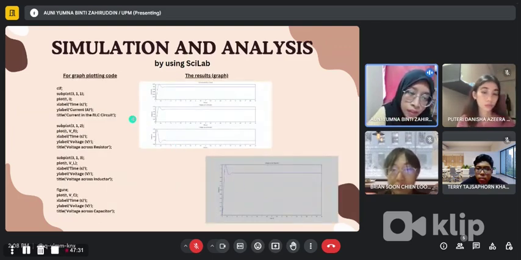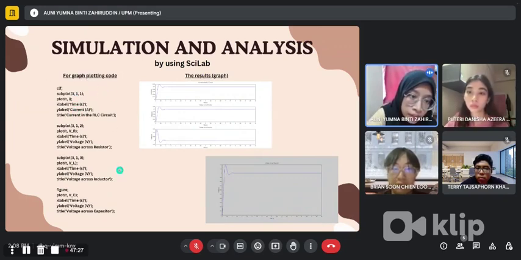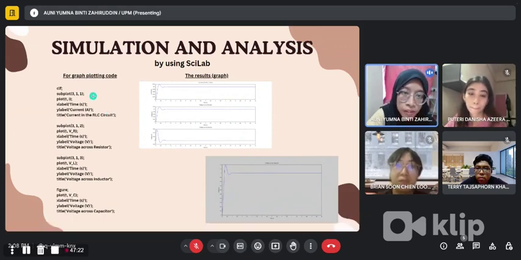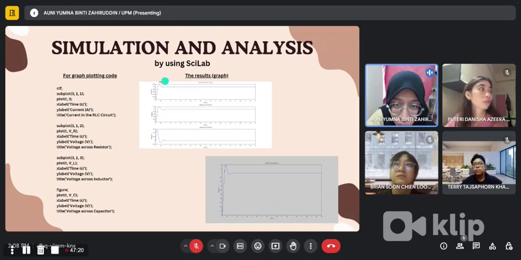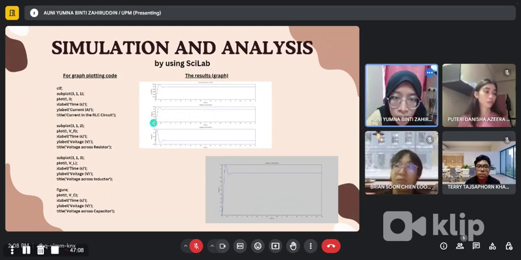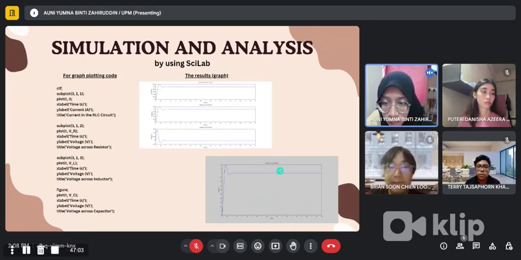Next, this is the graph plotting code, and as you can see here, the result of the simulation is a graph that shows the current in the RLC circuit. The first one is the current in the RLC circuit graph, and then the second one is the voltage across the resistor, then the voltage across the inductor, and the last one is the voltage across the capacitor.